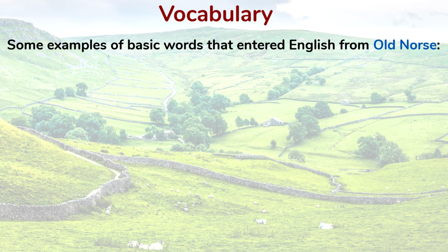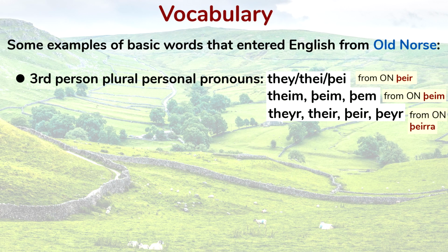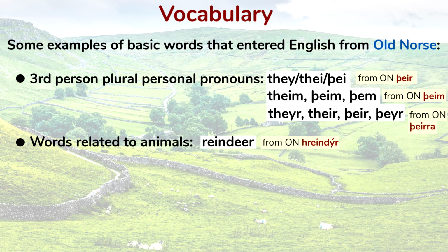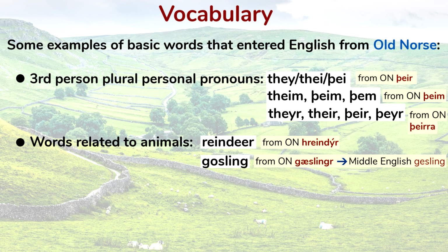Here are some examples of basic words that entered English from Old Norse. The third-person plural pronouns came from Old Norse. These are the ancestors of they, them, and their. Words related to animals. Reindeer, from Old Norse, reindyr. Gosling, from Old Norse, gaslingr, which was borrowed into Middle English as gesling. The word for egg, from Old Norse, egg.